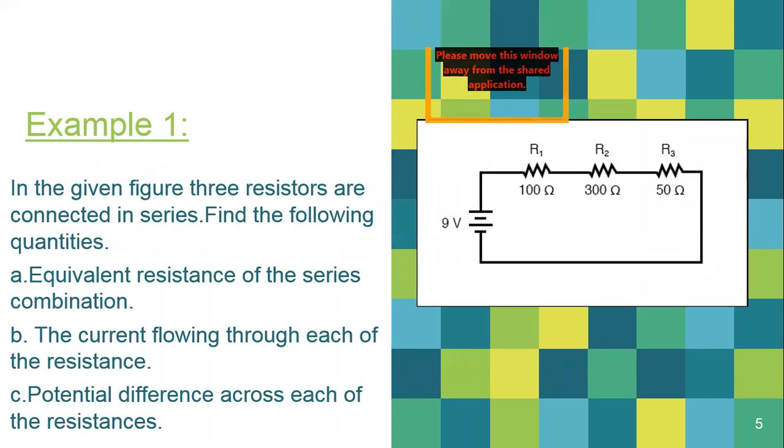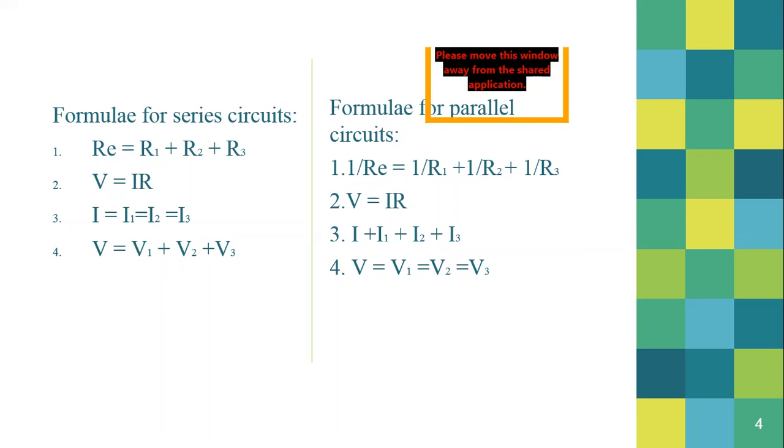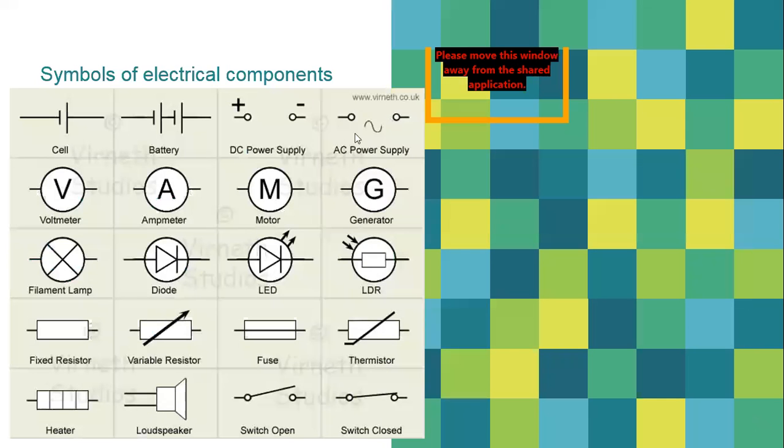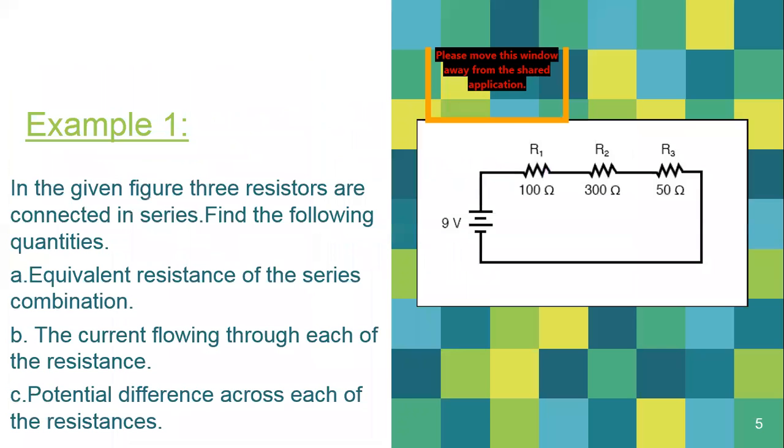Example number 1. In the given figure, three resistors are connected in series. Find the following quantities. You see these three resistors. I told you there is one more symbol of resistor. This is the toothed edges, right? In the previous one, this is also the symbol of the fixed resistor. So both are the symbols of the resistor, and here we are using this symbol.